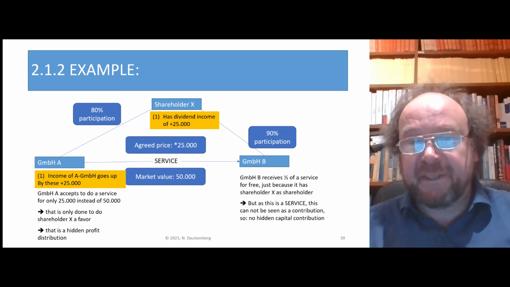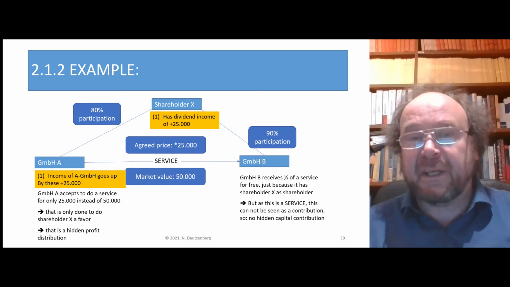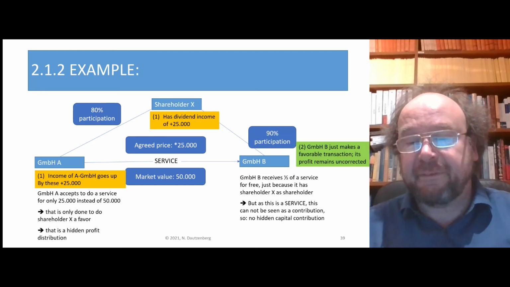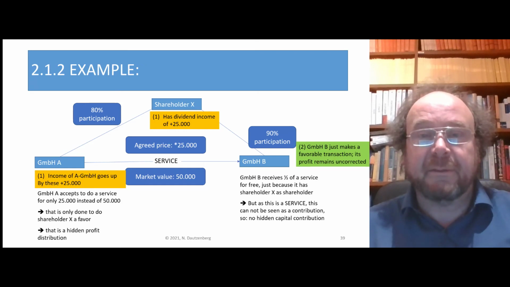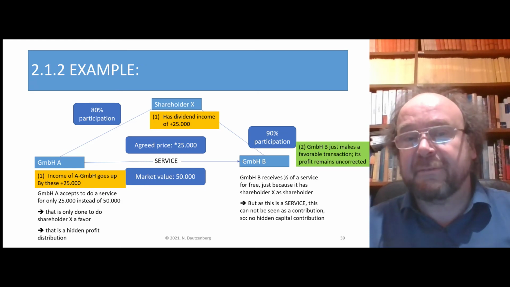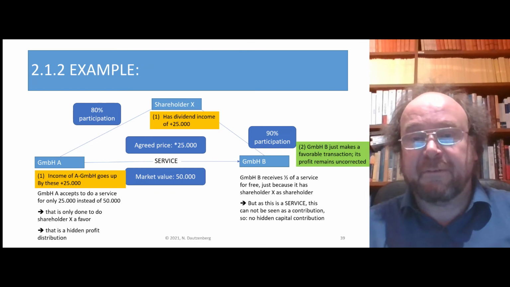As this is now a service, it can't be treated as a capital contribution. So for GmbH B, nothing happens. It's just a favorable transaction. Their profit remains high, only 25,000 expense instead of 50,000, just a favorable transaction.